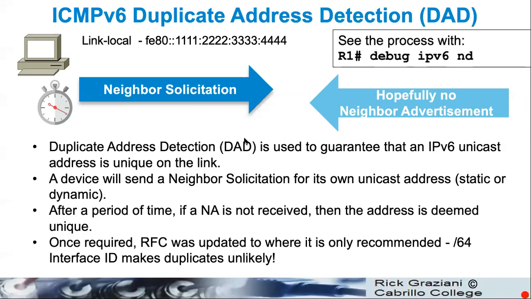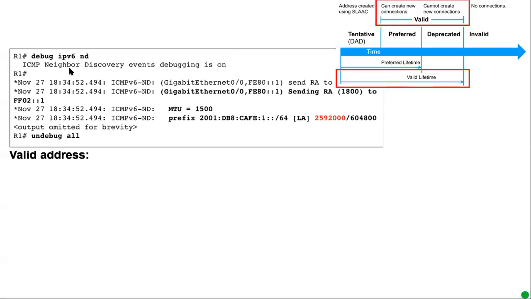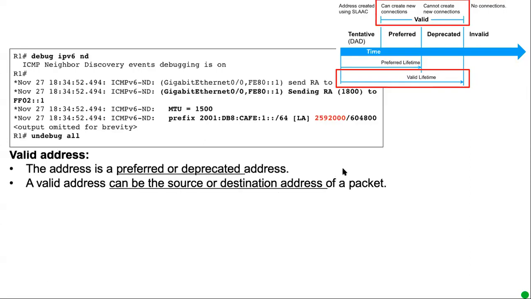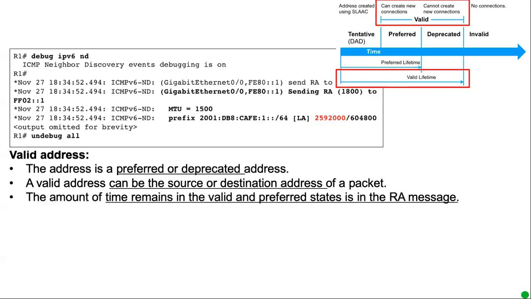All right. So you can see this process, by the way, with debug ipv6 nd, for neighbor discovery. And we're showing it here, as a matter of fact, and using it to see the router advertisement. So let's take a look at the valid address and the valid lifetime. So we had talked about the router advertisement sending a valid lifetime. This is actually in seconds, but it's 30 days. It's just how long this prefix is good for. But it's also the amount of time the address remains in the valid and preferred state.